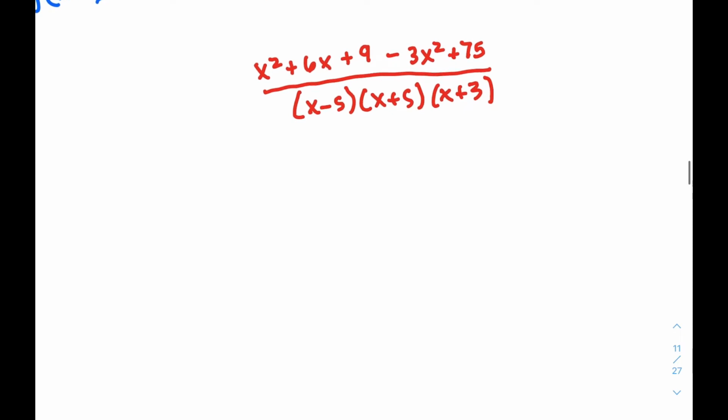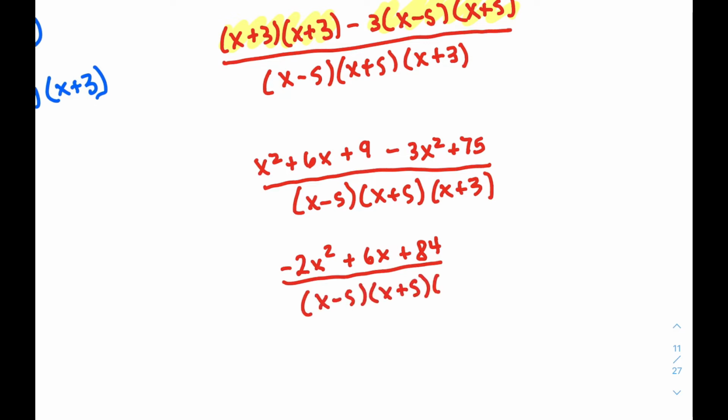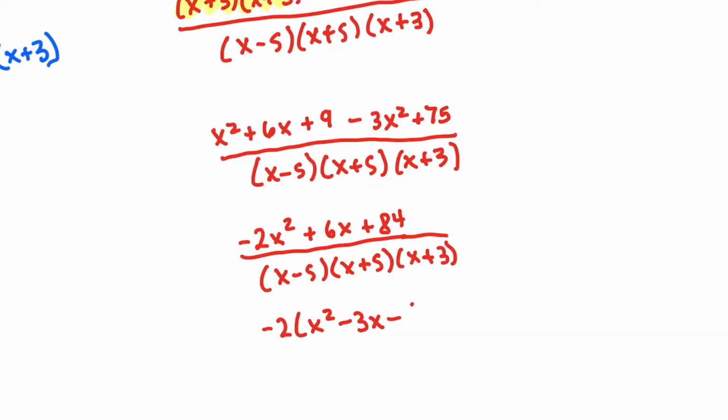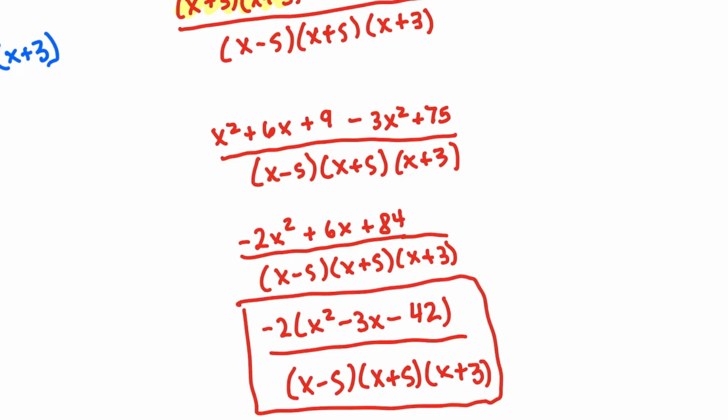Now that I've done my multiplication, I can go ahead and add my like terms together. So I'll have negative 2x squared plus 6x plus 84 all over my denominator. Remember, we should check and see if the top factors, in case we might be able to factor or divide out a common factor. So I'm going to pull out a negative 2 from the top and then think about what that leaves me with. Now, if I factor that negative 2 out, I need numbers that multiply to negative 42 and add up to negative 3. 6 and 7 doesn't work. There aren't any numbers that will do that, so that's as simplified as I can go.